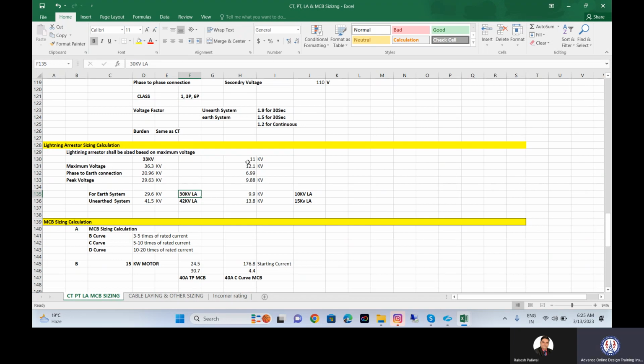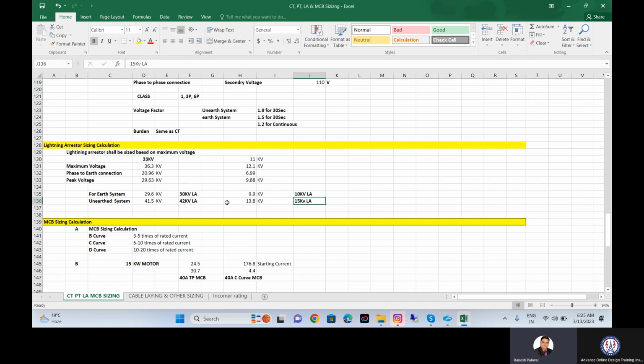If I want to determine the LA for an 11 kV system, the same thing is done: 10% voltage variation, divided by root 3, and then the peak value. So a 10 kV LA. Now, suppose this is used for an unearthed system, then this voltage will be multiplied by 1.4. 1.4 is the multiplying factor. So a 42 kV LA will come.